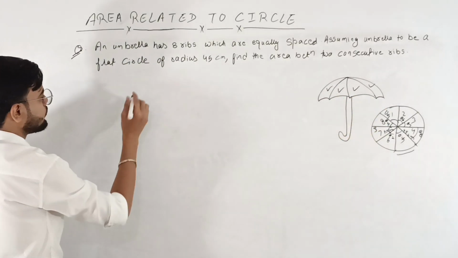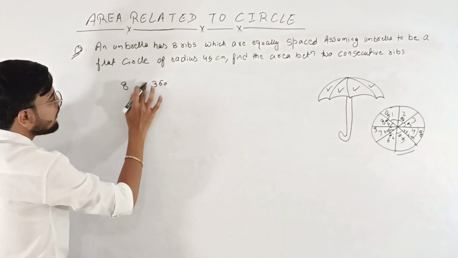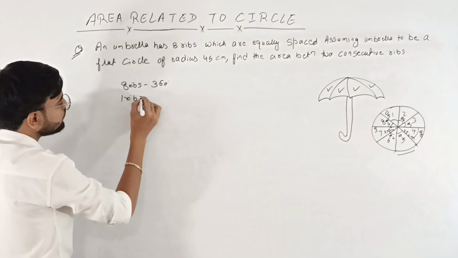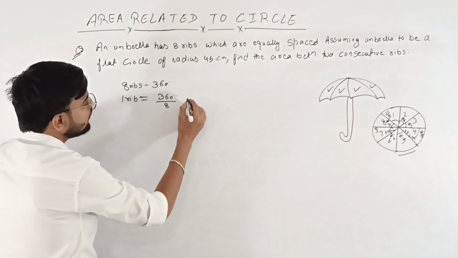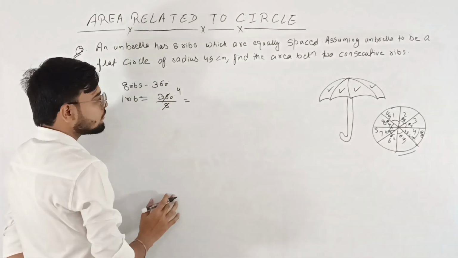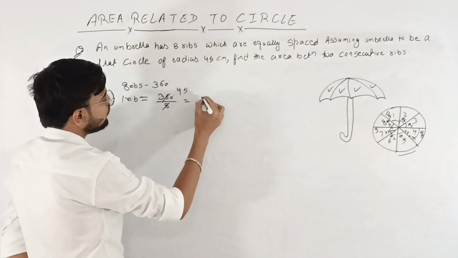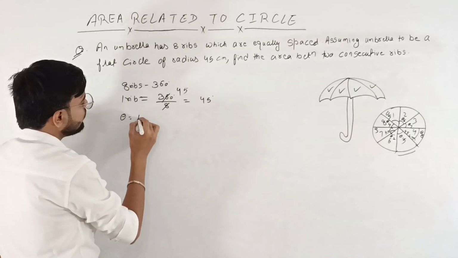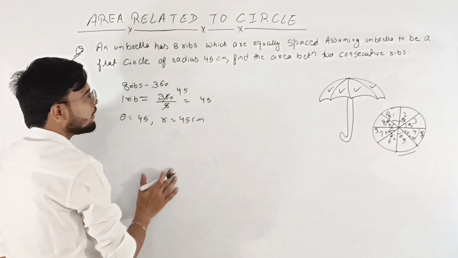So for 360 degree, there are total 8 ribs. So for one rib, the angle is 360 degree upon 8. Now this is cancelled by 8. 8 4s are 32, now we have 4, and 4 as 0, 8 5s are 40. So we have 45 degree. So now we have theta is 45 degree and the radius is given, which is 45 centimeter.